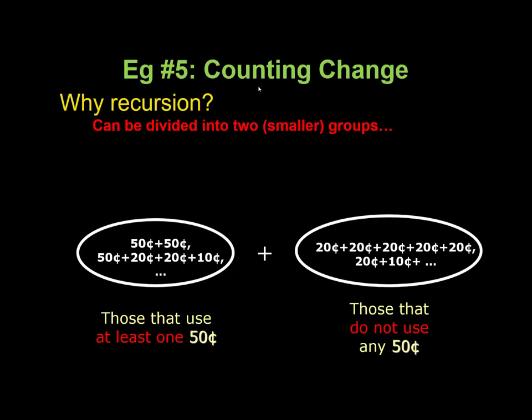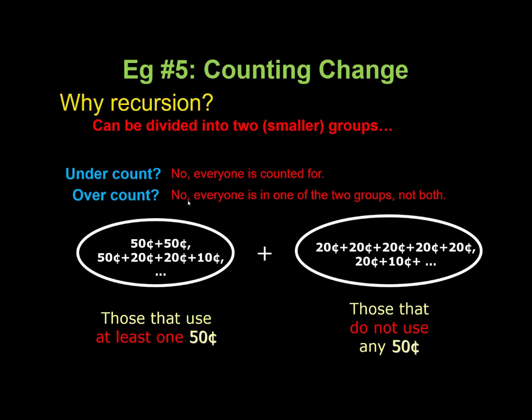For counting, it's very important that we ascertain: are we undercounting, meaning that we miss out some of them? Are we overcounting, meaning that we counted someone more than once? So for undercounting, do we count every single one? Yes, every single one is accounted for. Every single one is either using no 50 cent or using at least 1 50 cent. Are we overcounting? No, because every single one is in one of the 2 groups and not both. Alright, so if you use 50 cents, you are in here. If you don't use 50 cents, you are in here. So you are not counted twice.